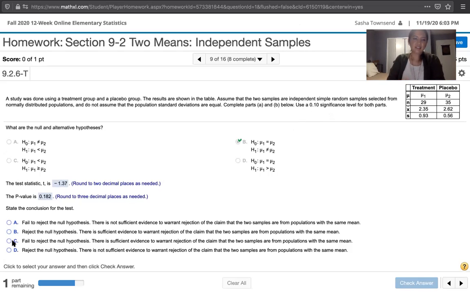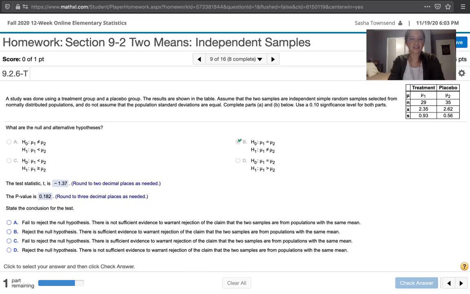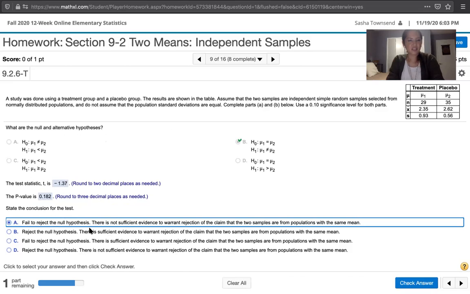And then after we decide to fail to reject the null hypothesis, we have to think about what the original claim was. Let's see. What is the claim? It says, test the claim that the 2 samples are from populations with the same mean. So the claim happens to be the null hypothesis in this case. If we're failing to reject the null hypothesis, what we're saying is that the claim might be true. So we're going to choose A because it says fail to reject the null hypothesis, and there is not sufficient evidence to warrant rejection of the claim that the 2 populations or the 2 samples are from populations with the same mean.